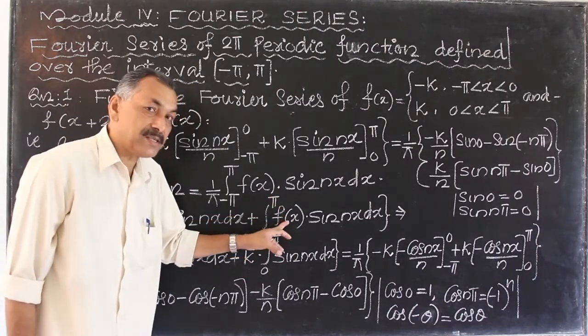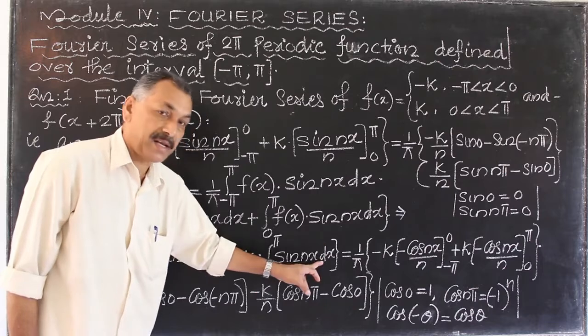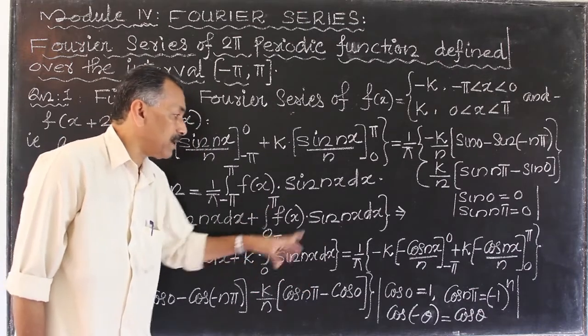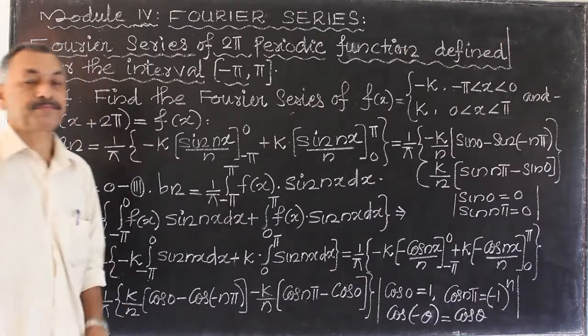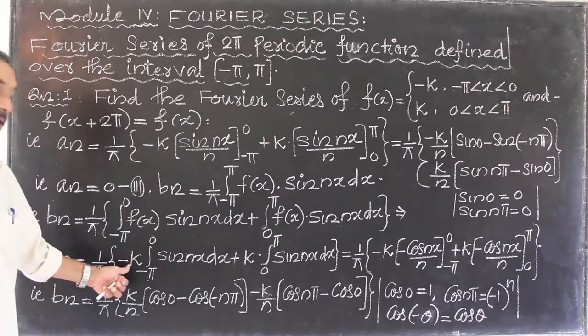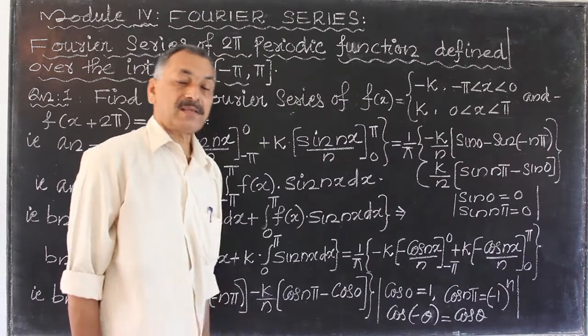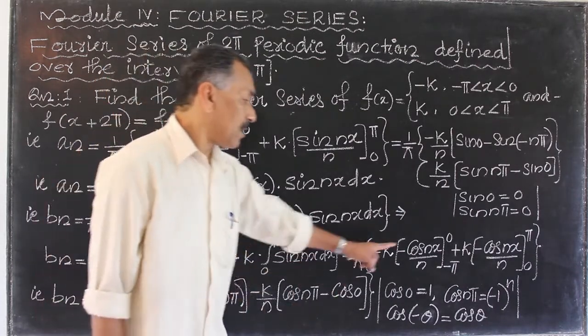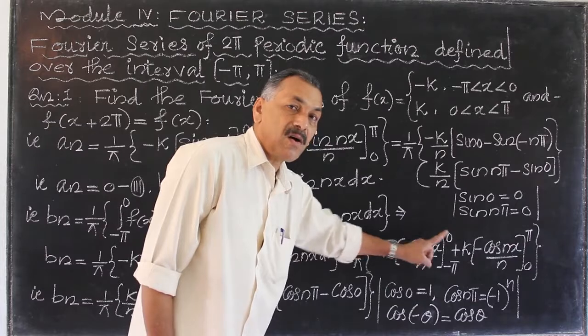In this interval, fx is equal to k. Then k into sin nx dx. K is outside, and k into integral 0 to pi sin nx dx. That is equal to 1 by pi into minus k. What is the integral of sin x? The integral of sin x is equal to minus cos x. The integral of sin nx means minus cos nx by n.